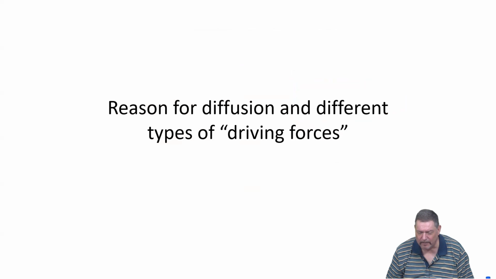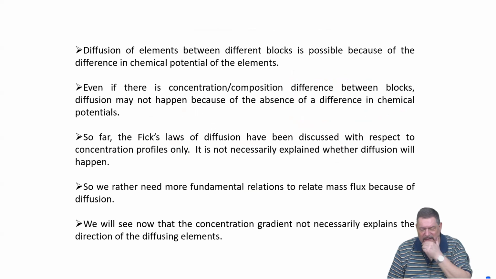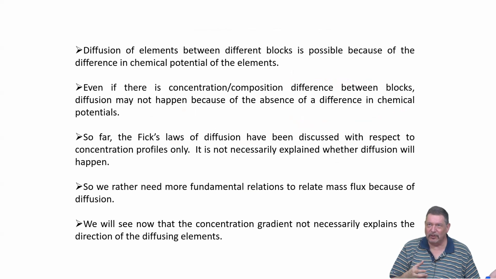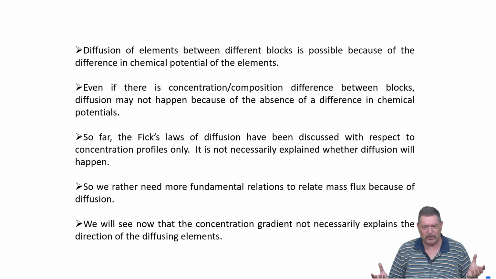So maybe now getting to reasons for diffusion, different types of driving forces. As I said, diffusion is occurring because of concentration. Diffusion is always happening. Directed diffusion giving rise to a diffusive flux is occurring when you have a concentration gradient. But in the end, and I will show you this in a minute or maybe next time, is when you have actually a gradient of the chemical potential.